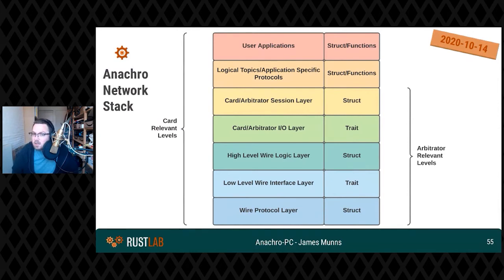I promise I didn't look at the OSI model before I started building this, but it sort of shook into this direction. And going from the top where we've got user applications all the way down to the bottom at the wire, this was actually just a great way to organize it. You can also notice there's sort of a pattern in each of these layers. I've marked what it is in Rust.